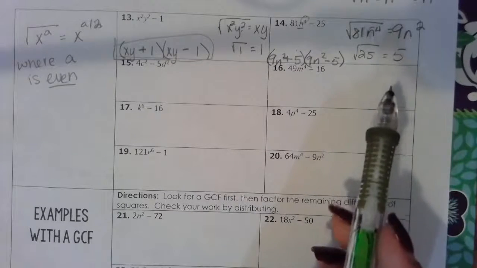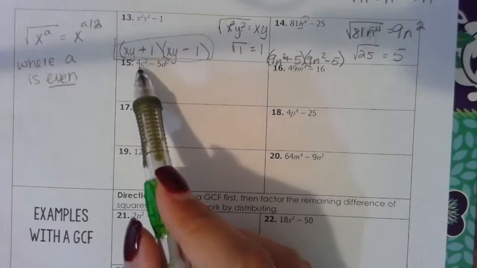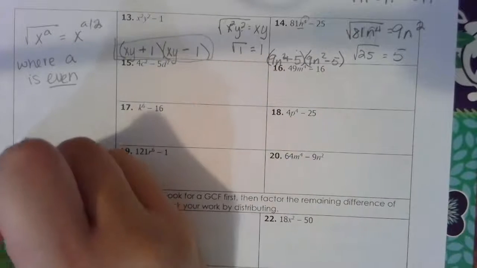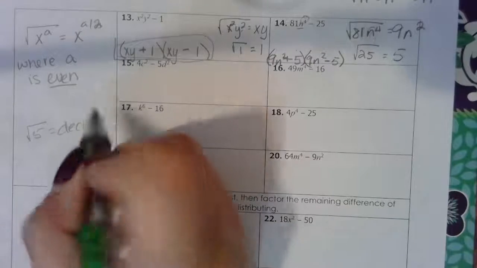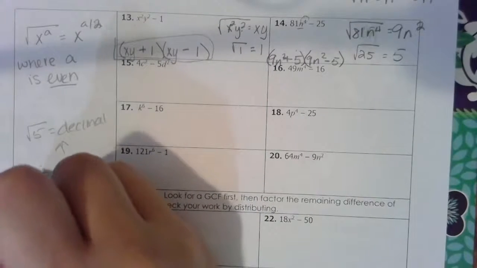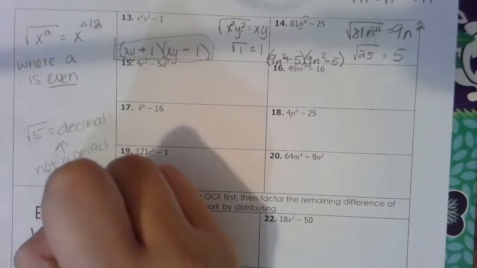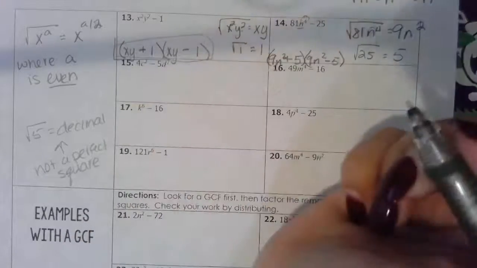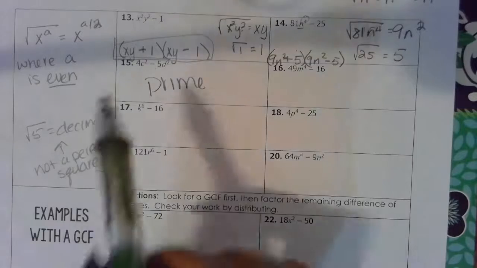Okay, glance down over here at number 15. We have 4c squared minus 5d squared. 4 is a perfect square, but if you take the square root of 5, you're going to get a decimal. So if you get a decimal, then you are not a perfect square. Since there's nothing more you can do, we can't do the difference of squares. So you're prime. Because you're factored down as far as you can go, we cannot factor this any lower. They don't have anything in common either.